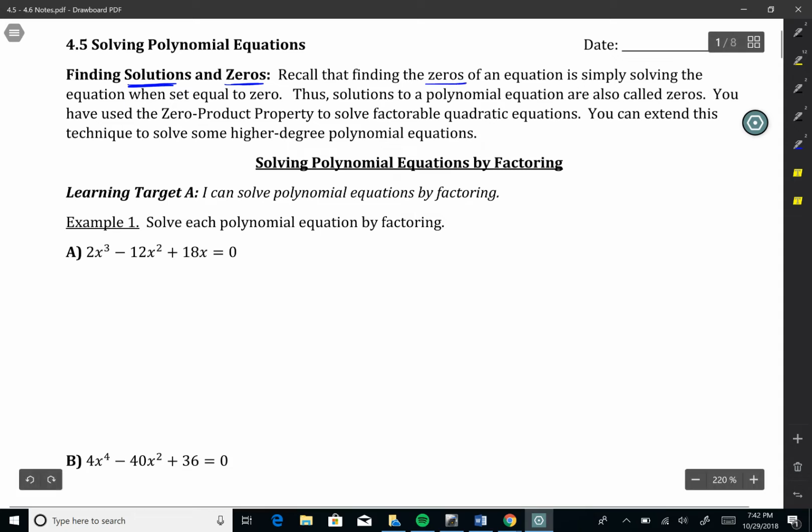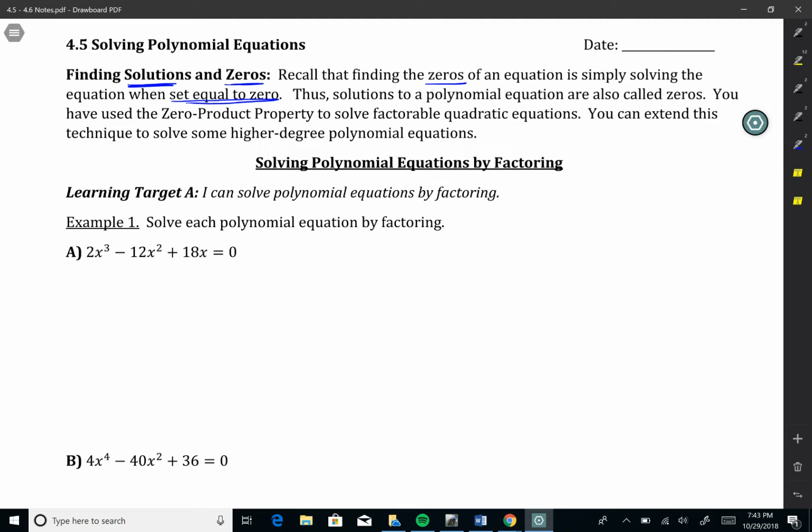Recall that finding the zeros of an equation is simply solving the equation when it's set equal to 0. Thus, solutions to a polynomial equation are also called zeros. You can use the zero product property like we have with other factorable quadratic equations, and let's do it. Once we start getting in here, you will definitely remember the zero product property. Remember, if we have a couple factors and they're multiplied by one another, if one of them equals 0, that would make everything equal 0. Basically, anything times 0 equals 0. So when we solve by factoring, that's the property we are going to use.